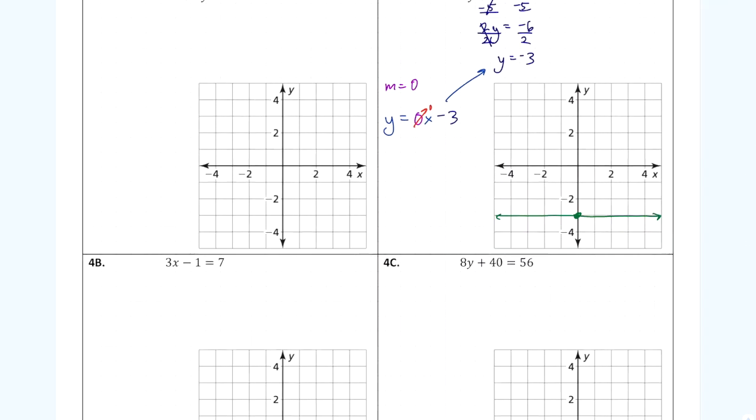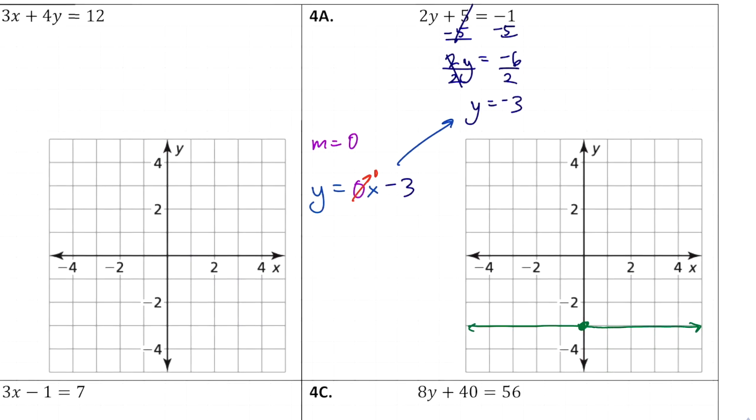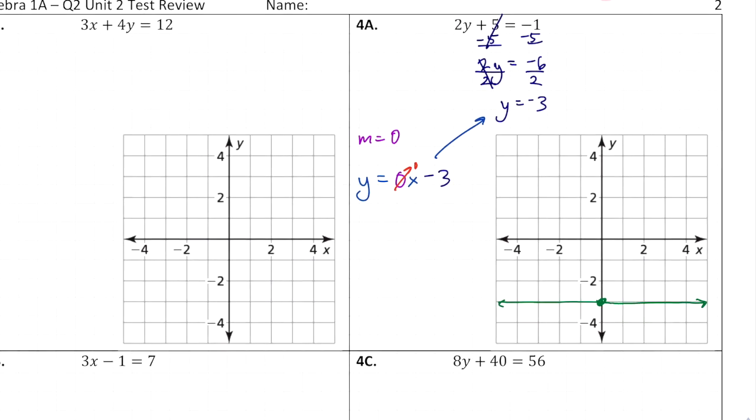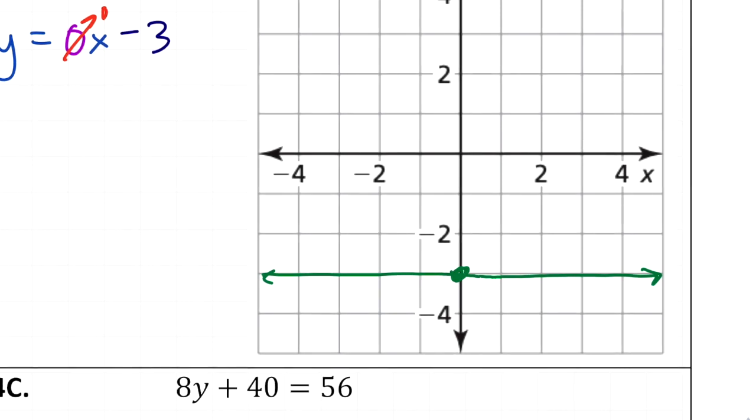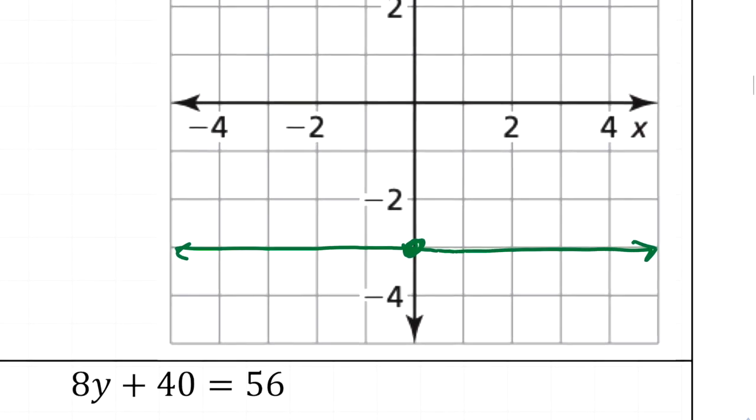Oh, this one right here, 4a, where I get an x or a y that cancels out. Now when I have this, I may or may not have an x or a y-intercept depending on what kind of line I've got. In this case here, I did not have an x-intercept. I did have a y-intercept. It went through -3, but I didn't have an x-intercept because it never actually touched my x-axis.